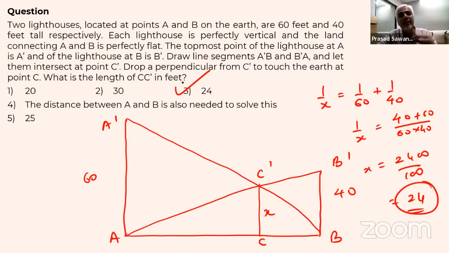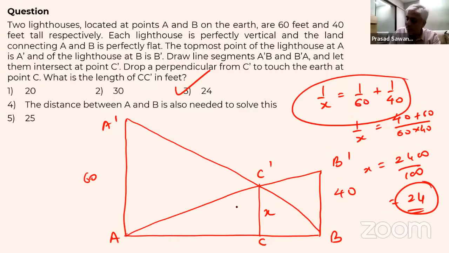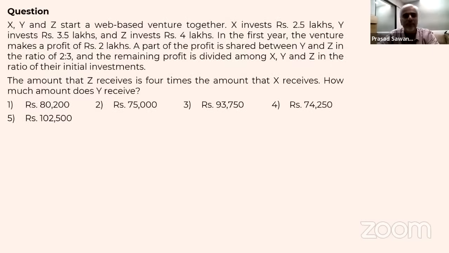Apply the property and leave. Don't waste your time. That's the whole idea. Don't sit and worry about how this proof came. If this is x, this is y, this is z, next time blindly use it: 1 upon x is equal to 1 upon y plus 1 upon z. Is that clear? Next one.